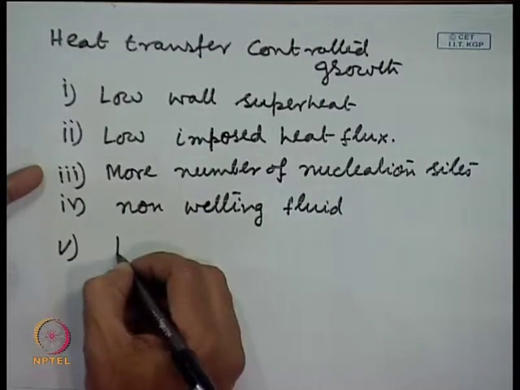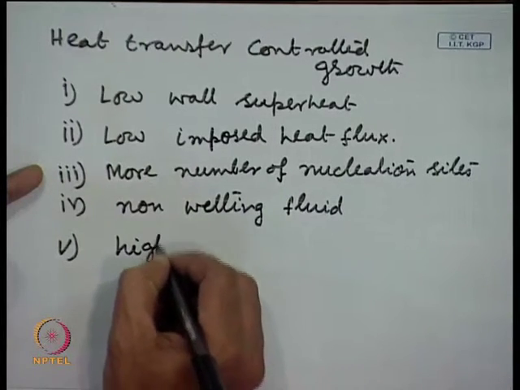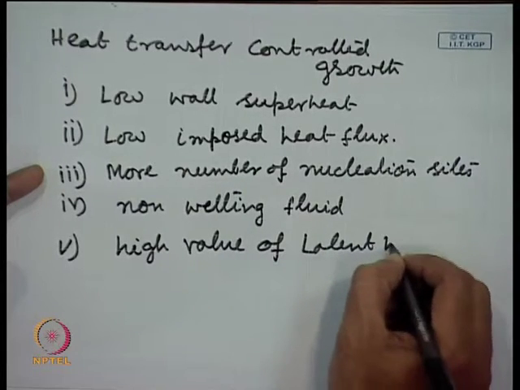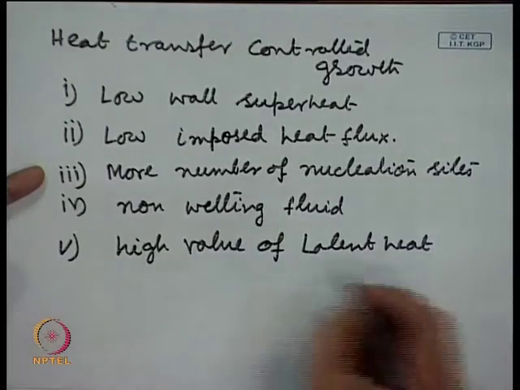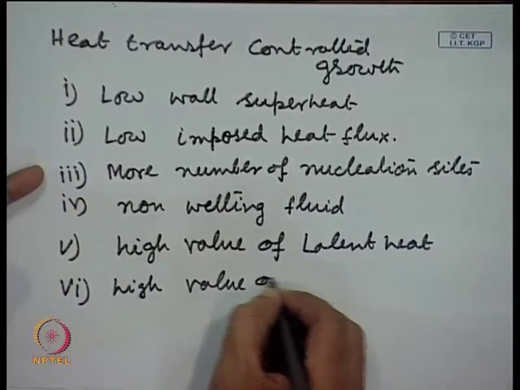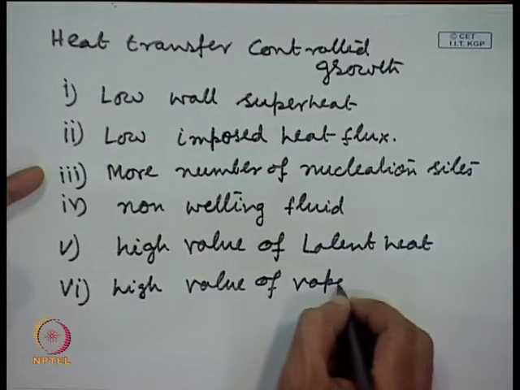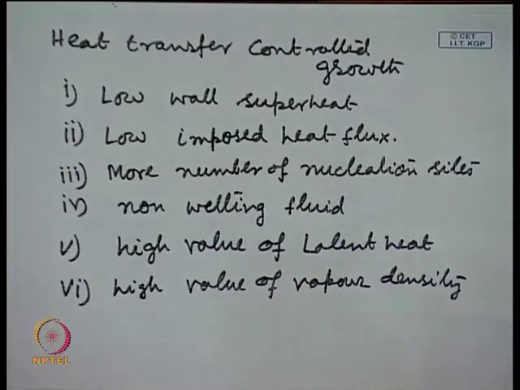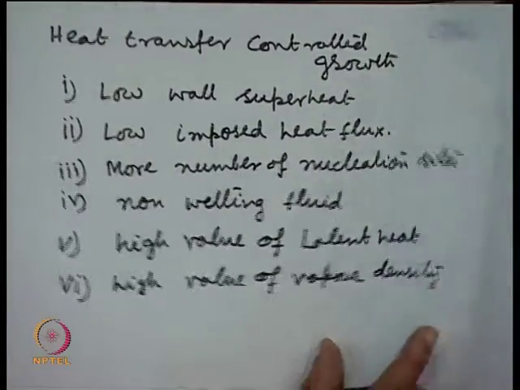then you will have high value of latent heat. This will slow down the process of growth, and then high value of vapor density. Okay. So, these are the factors by which we will decide whether we will go for heat transfer control growth or not. Okay. Now, let us see some more equations which can be utilized for the analysis of this process.